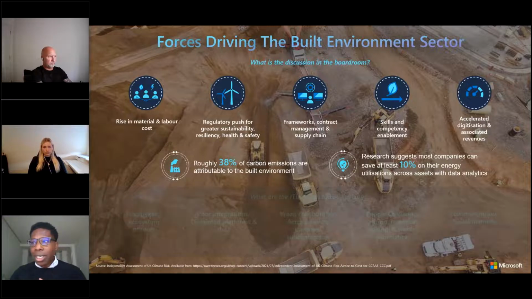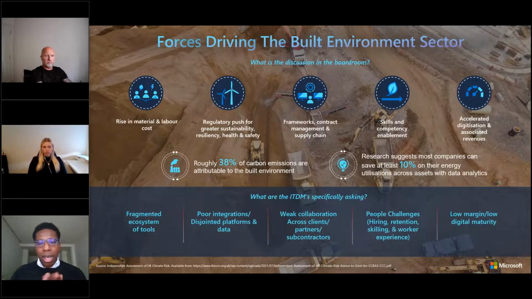Skills and competency, big one here. The Royal Institution of Chartered Surveyors estimates that 360,000 jobs will be lost within the AEC sector within the next decade. And so that's why we have a number of digital skills programs that we're working with our customers on, to support them in moving through those challenges, but also in exploring and collaborating with industry boards to respond to that. And then finally, I talked about this accelerated pivot to digitization based upon all those previous elements that I described.